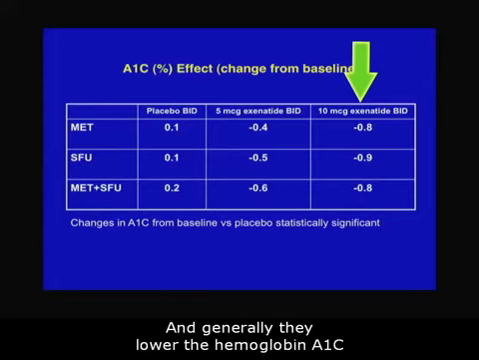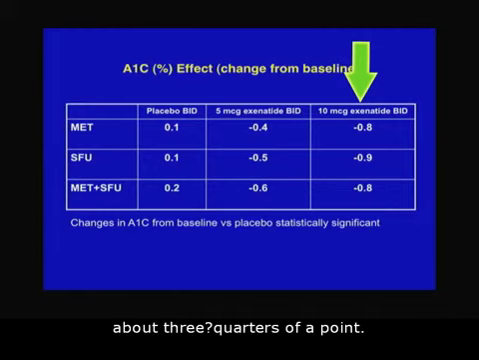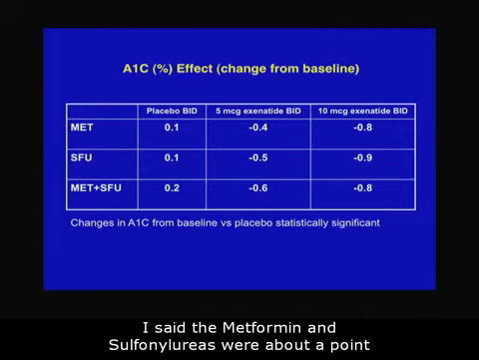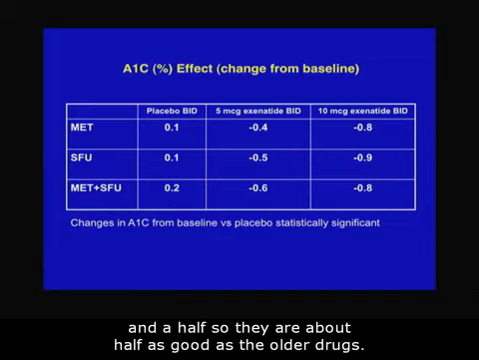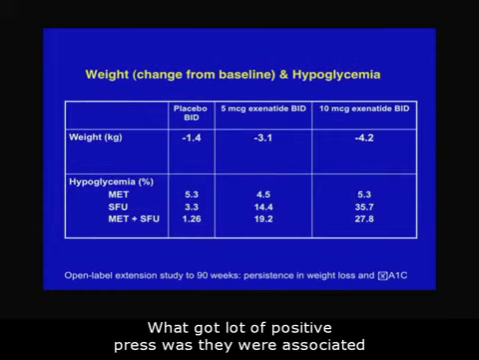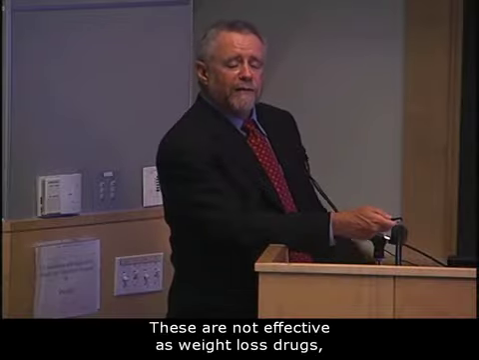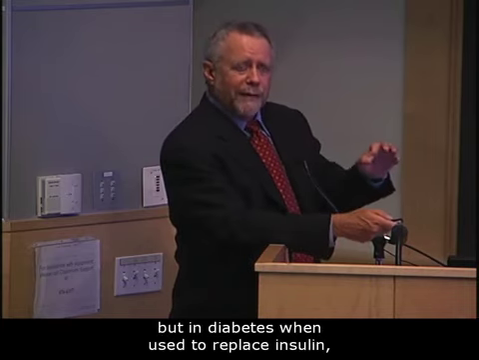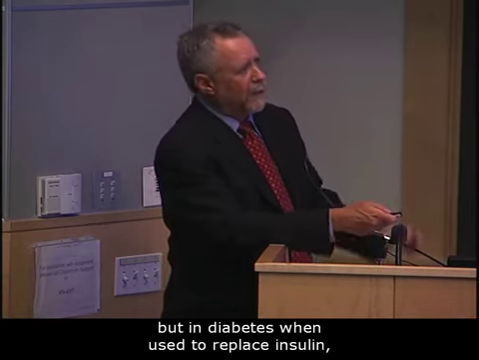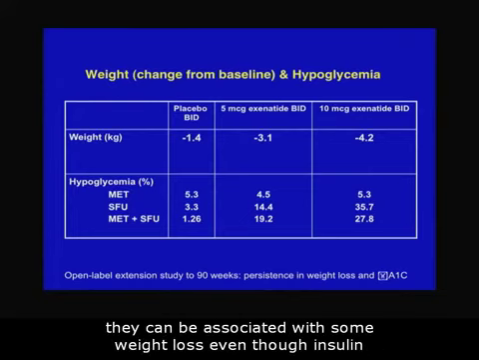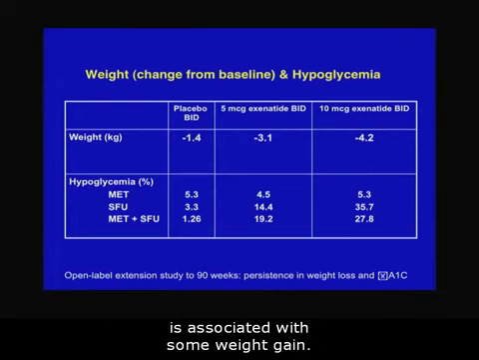Generally, they lower the hemoglobin A1C by about 3/4 of a point. So remember, I said the metformin and the sulfonylureas were about 1.5 points. So they're about half as good as the older drugs. What got a lot of very positive press, though, was that they were associated with weight loss, especially the injectable one called Byetta or exenatide. These are not effective as weight loss drugs, but in diabetes, when used to replace insulin, they can be associated with some weight loss, even though insulin is associated with some weight gain.